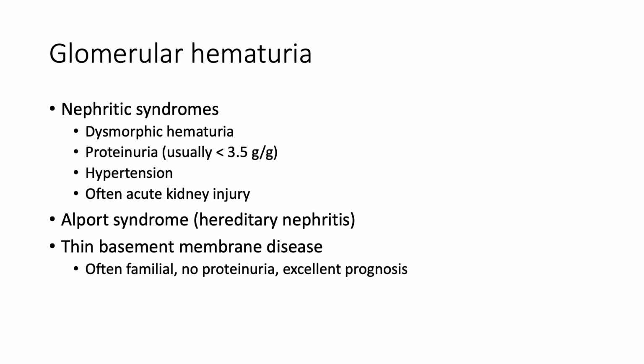If they just have dysmorphic hematuria and they don't have those other problems, then you might consider other things like Alport syndrome or thin basement membrane disease, which is often familial and has an excellent prognosis. They basically just have abnormal type 4 collagen, which leads to the dysmorphic hematuria, but they don't have progression to end-stage kidney disease usually.